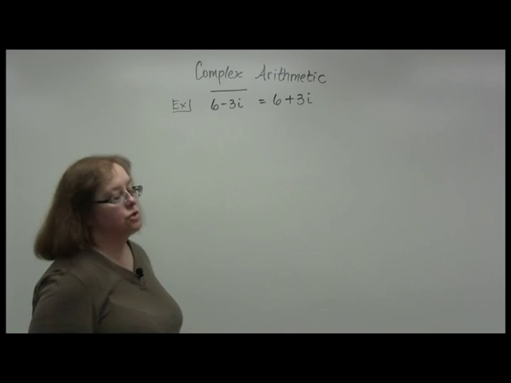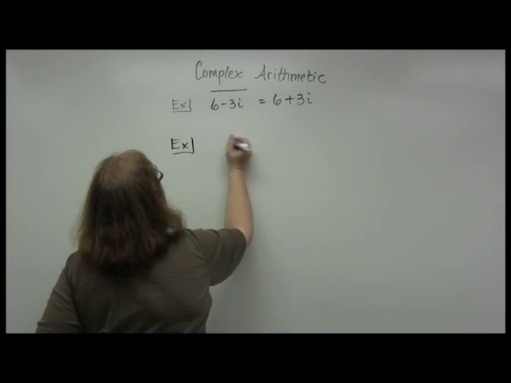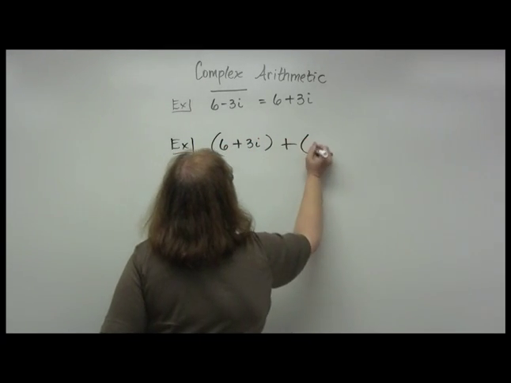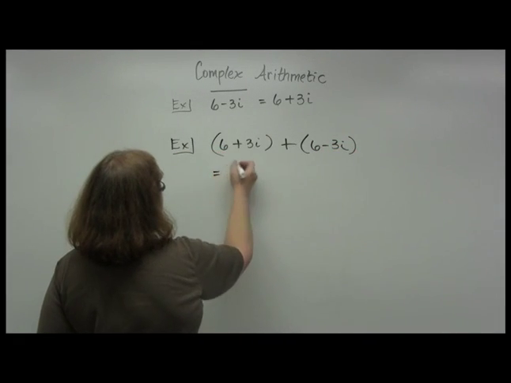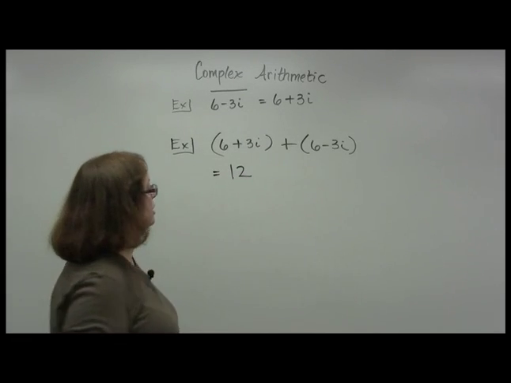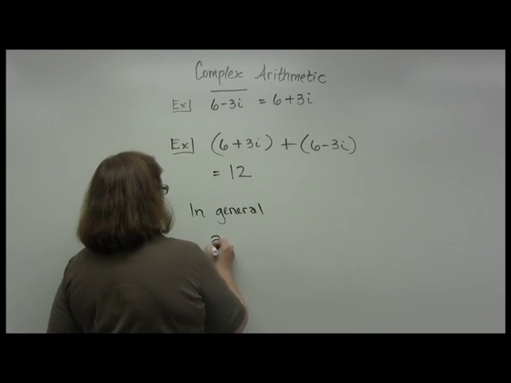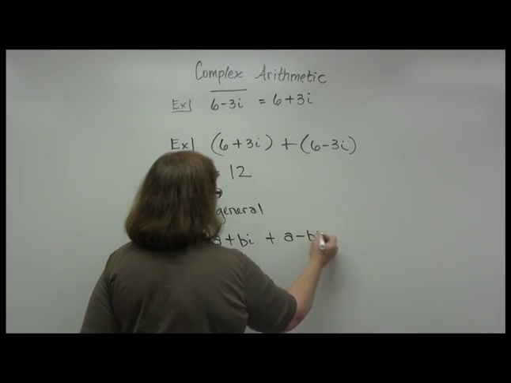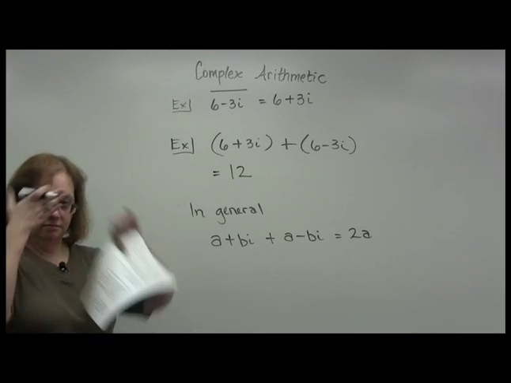If I were to add two complex conjugates, for example, if I add 6 plus 3i and then 6 minus 3i, obviously I'm just going to get 12 with no imaginary part. Okay, so in general, a plus bi plus its conjugate, a minus bi, is just going to give me 2a. And again, no i's.